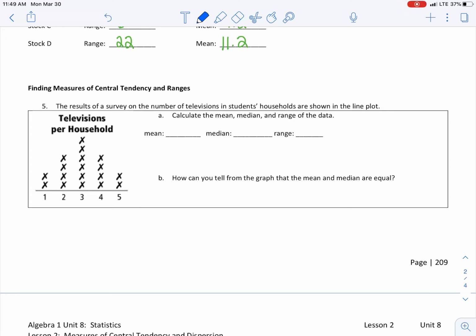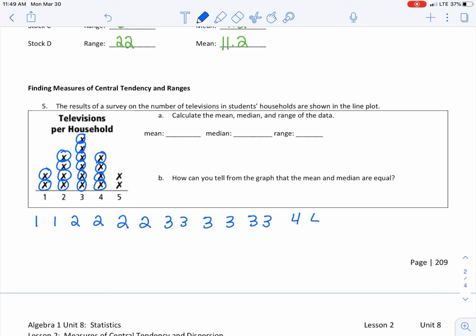Okay. So this kind of graph, what this is saying is you have a 1 and then you have another 1. So I'm going to list out my data set. Okay, then you have 4 2s. So we have 2, 2, 2, and 2. Then you have, let's see, 6 3s. Then we have, again, 4 4s. Then we have 2 5s.